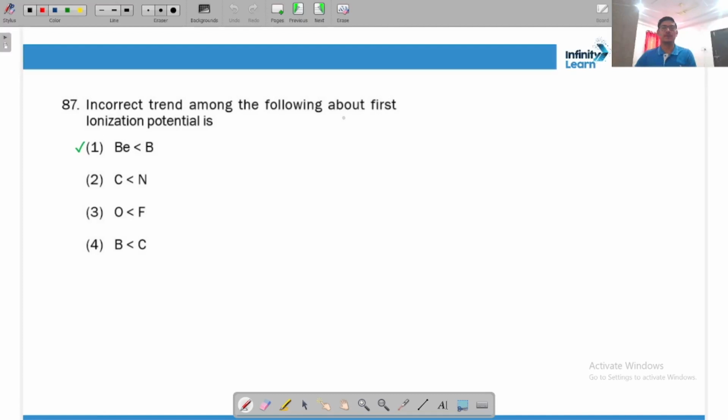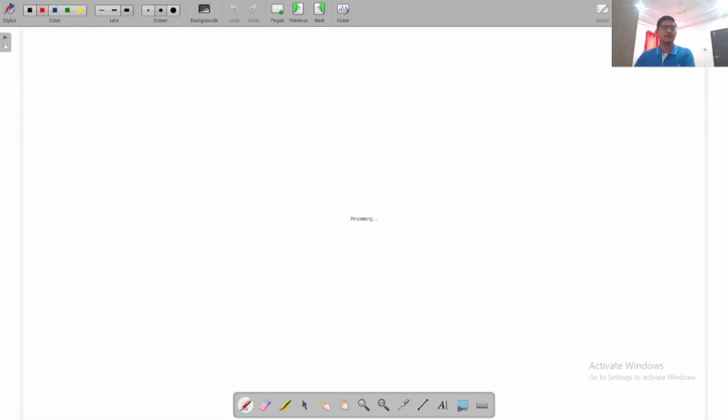Incorrect trend among the following about first ionization potential. Yes. Out of beryllium and boron, as per the trend of ionization enthalpy, boron should have had higher ionization enthalpy. But because of the higher penetration effect of the 2s electron in beryllium, it has higher ionization enthalpy. So this is the incorrect trend. So that is the correct answer.